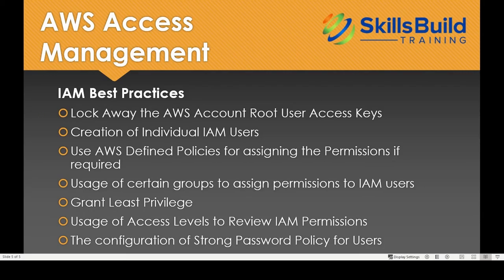And those best practices include to lock away the AWS account root user access keys, creation of individual IAM users, use AWS defined policies for assigning the permissions if required, usage of certain groups to assign permissions to IAM users, grant least privilege, usage of access levels to review IAM permissions, and the configuration of strong password policy for users.